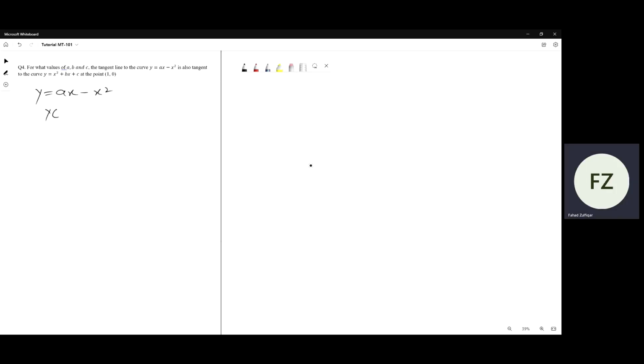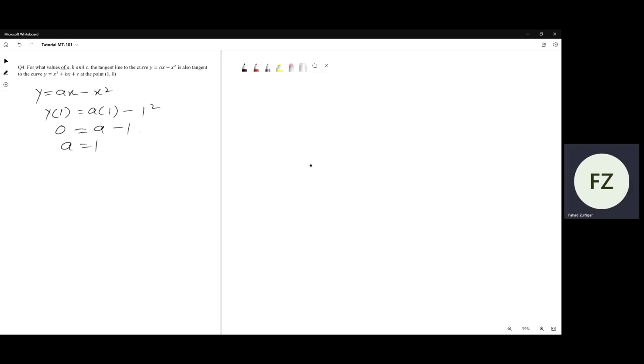The y is 0 over here and x is 1. So y of 1 equals a into 1 minus 1 squared. So y of 1 is actually 0. So 0 equals a minus 1. So over here, a comes out to be 1.